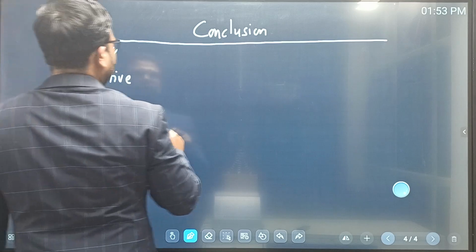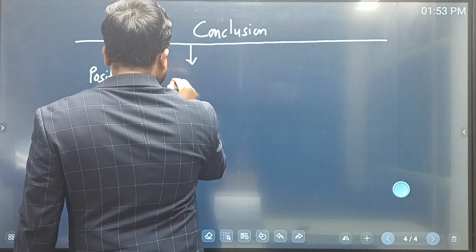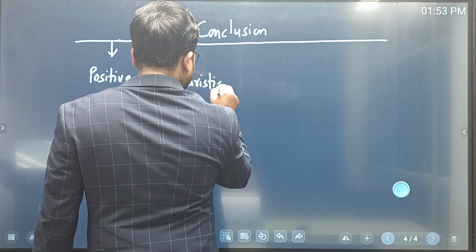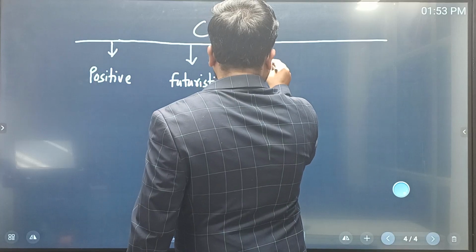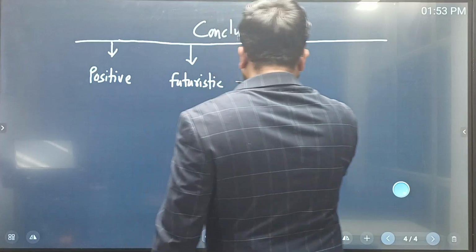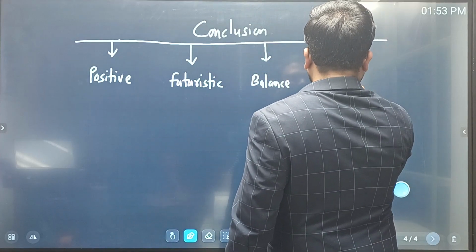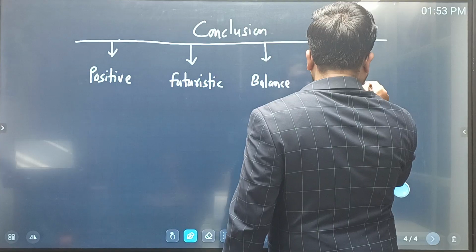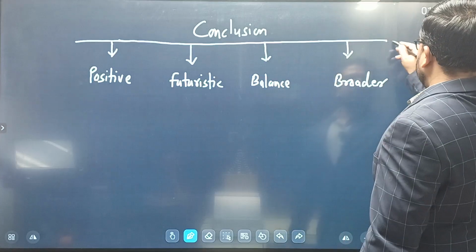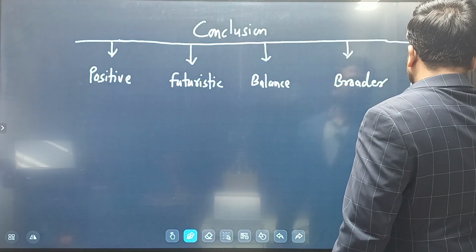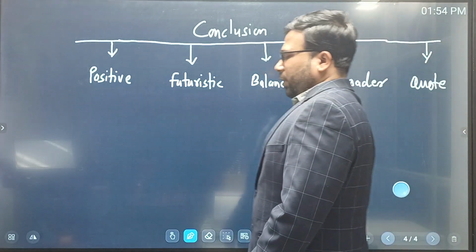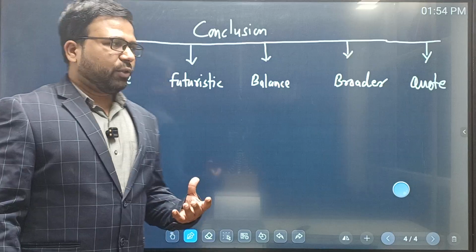The first theme is positive approach. Correct. Futuristic. Third, we can say yes, balance. Fourth is broader. You can broaden your aspect here. Then the fifth is again the same, that code base. The way you can introduce your answer by using a quote. In a similar manner, you can also conclude your answer by using a particular quote.